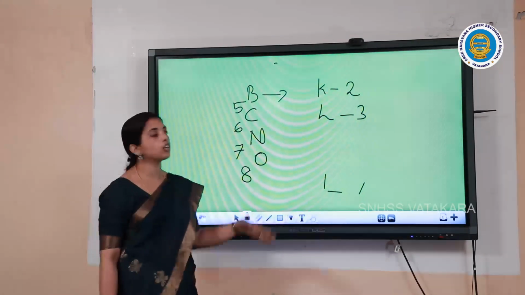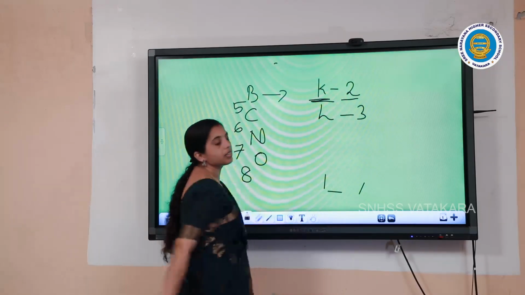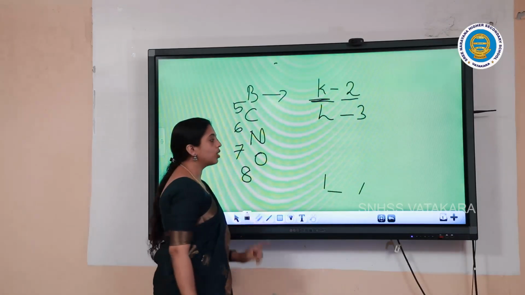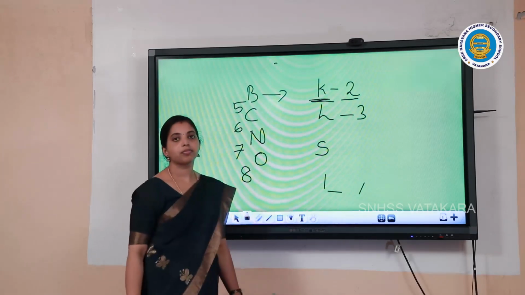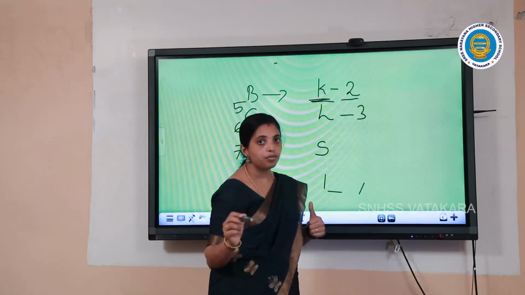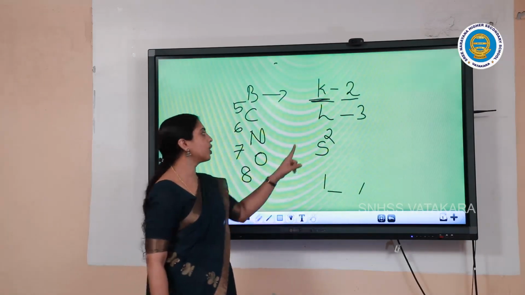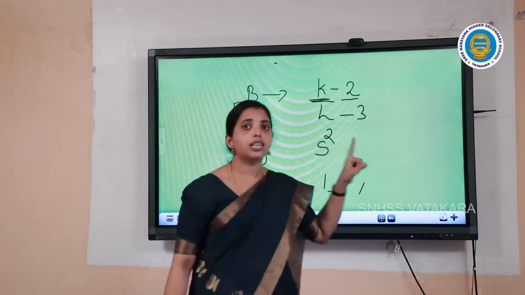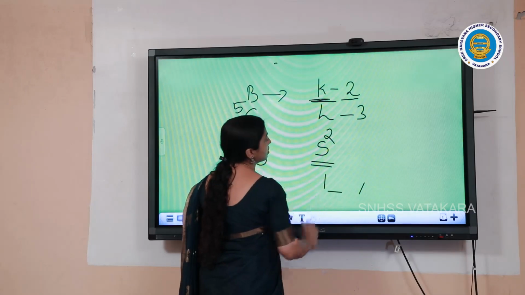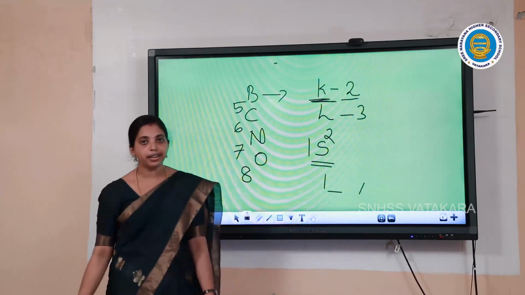Then how to write the subshell electronic configuration? For the K shell, first you want to write the subshell of the K shell. K shell has how many subshells? Only 1 subshell, that is S. How many electrons are possible here? 2 electrons. Where do you write this? Superscript. And is it over? No. You also write the number of the shell. This S is the subshell of which shell? K shell, and K is the first shell. So you write 1s2.